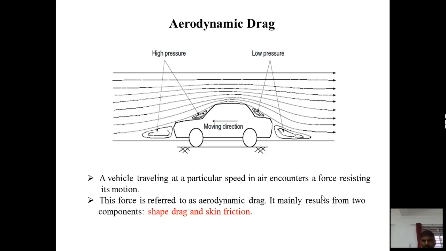Next, going to aerodynamic drag. The high pressure exerts on the front and the low pressure exerts on the back when the vehicle moves in the forward direction. A vehicle traveling at a particular speed in air encounters a force resisting its motion. This force is represented as aerodynamic drag. Aerodynamic drag results from two components. One is shape drag and the other one is skin friction.